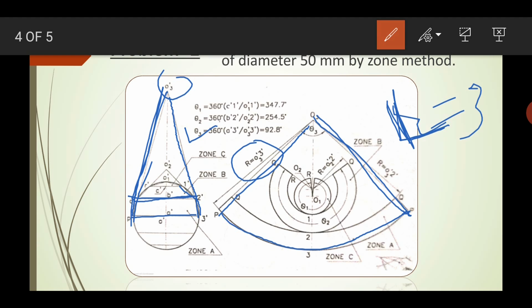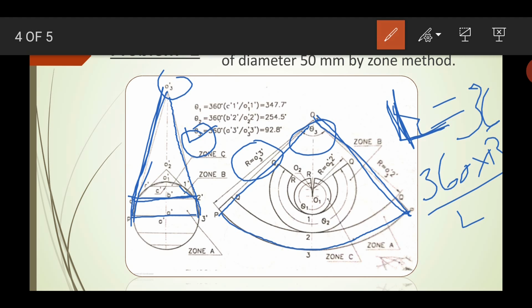Theta is equal to 360 into radius divided by L. I hope you remember that formula you already studied. So find theta 3 using that, and mark this cone. You already know the length O3 dash 3 dash, and using that length you draw an arc, with a different color.